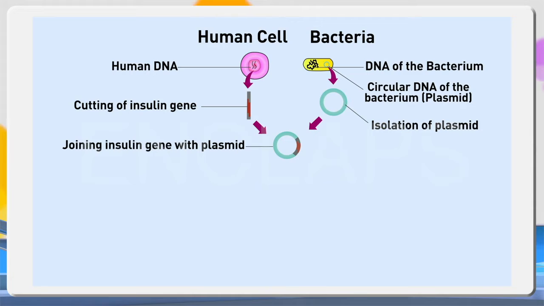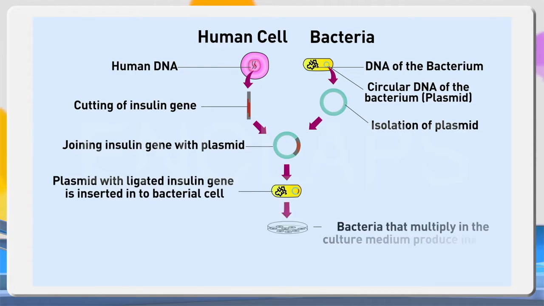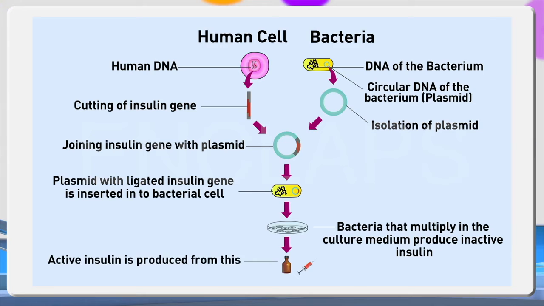The gene responsible for the production of insulin becomes a part of the bacterial DNA. Plasmid with the ligated insulin gene is inserted into the bacterial cell. Bacteria that can multiply in the bacterial culture produce inactive insulin. Inactive insulin is converted into an active form and utilized. Now see if you can explain these indicators.